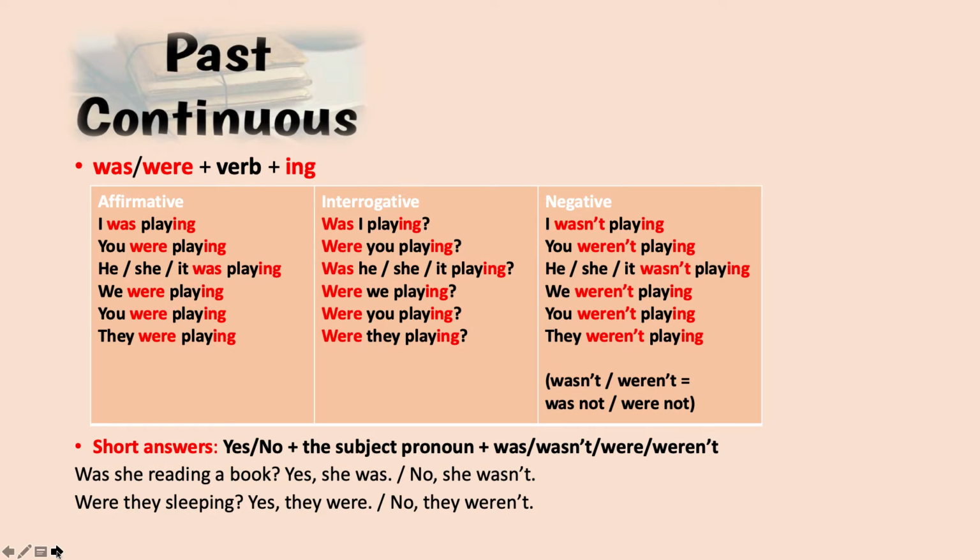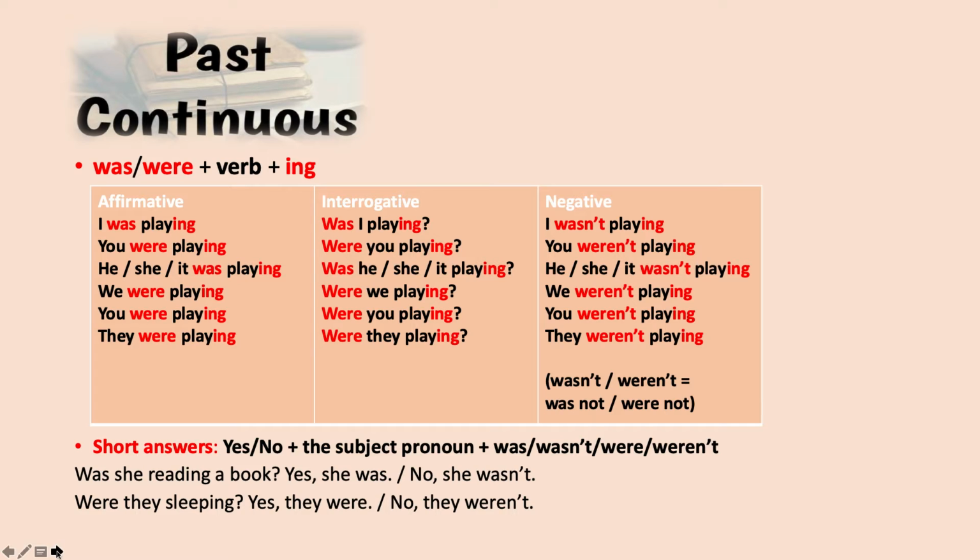Now let's have a look at the past continuous. How is the past continuous formed? We use the past tense of the verb to be, which is was or were, and the ing form of the verb. So we say, I was, you were, he was, she was, it was, we were, you were, they were playing. In the question, we invert. We put was or were first and then the subject. So we say, was I playing, were you playing, was he playing, were we playing, etc.